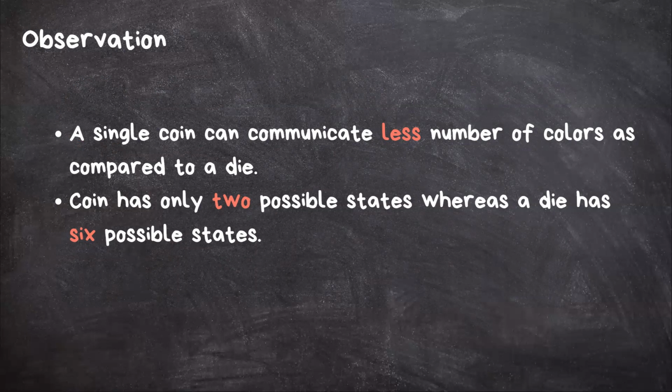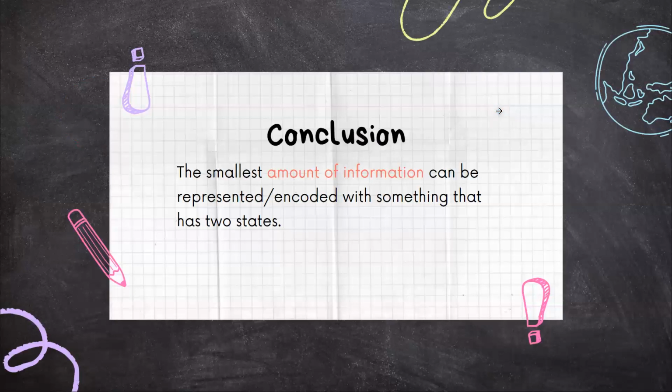And with this observation, you now reach a very, very important conclusion. That conclusion is that the smallest amount of information can be represented or encoded with something that has 2 states, right? In our case, a single coin had 2 states, so it could carry the least or the smallest amount of information.